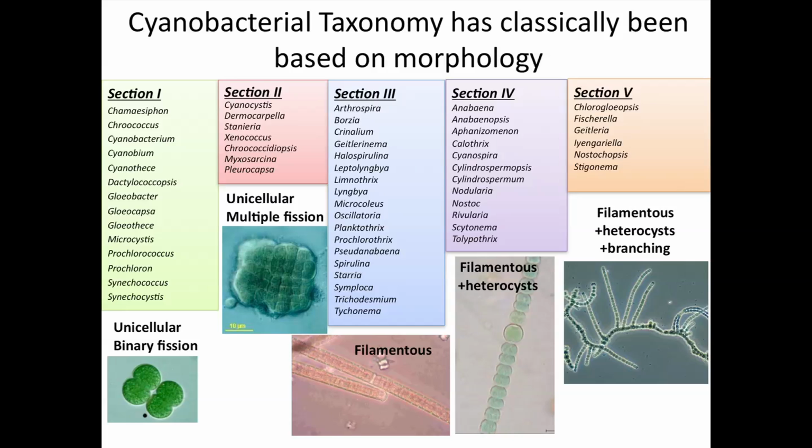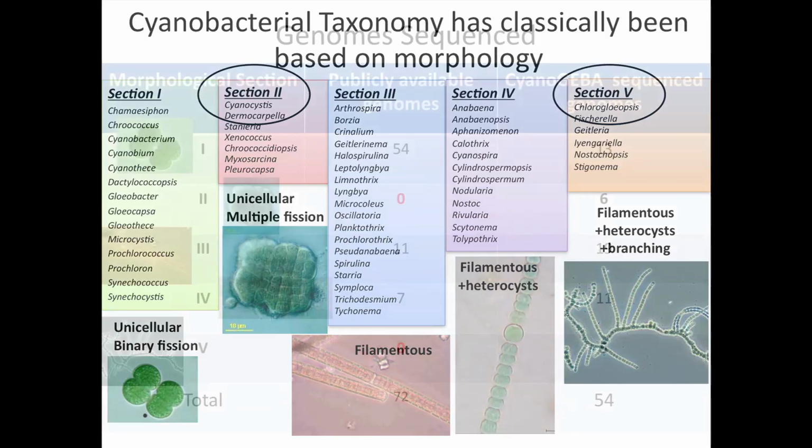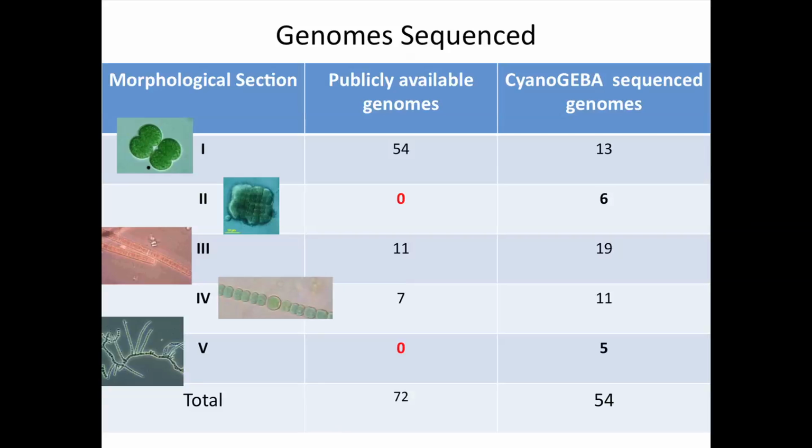So prior to this study, there were no sequenced genomes from section 2 or section 5. However, from the CyanoGEBA study, we've actually sequenced 54 cyanobacterial genomes, 6 of which are from section 2, 5 from section 5, and we're sequencing genomes across all the morphological sections.